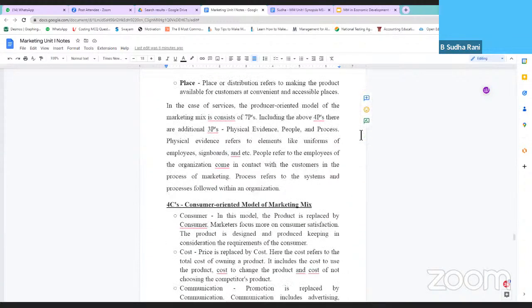That's about the 4Ps. As I mentioned, in the modern era other marketers added 3 more Ps. Those are physical evidence and people. Including these 3 Ps, they become 7 Ps in total. You may also get a question: explain the 7 Ps of the marketing mix.